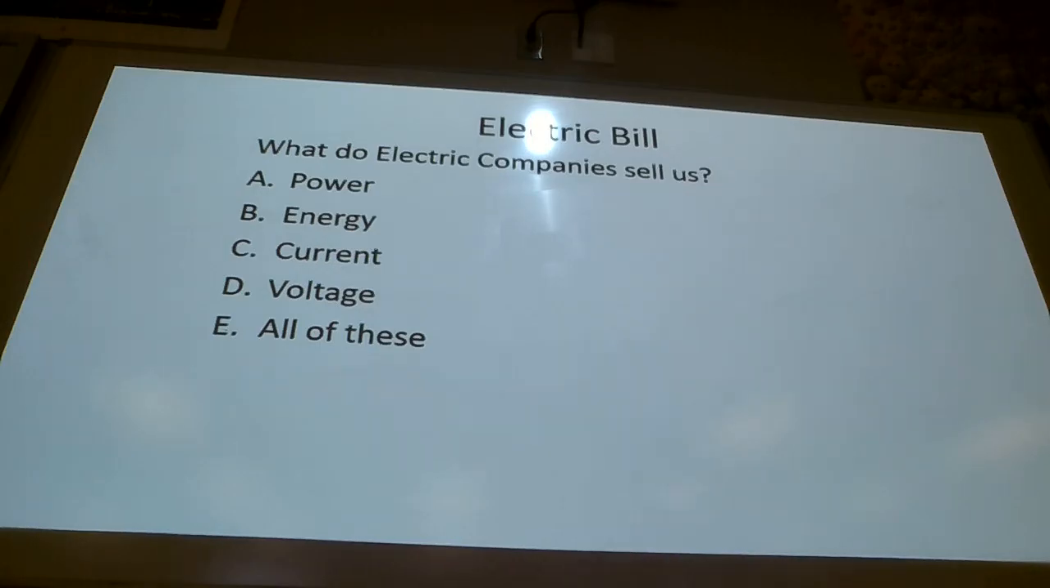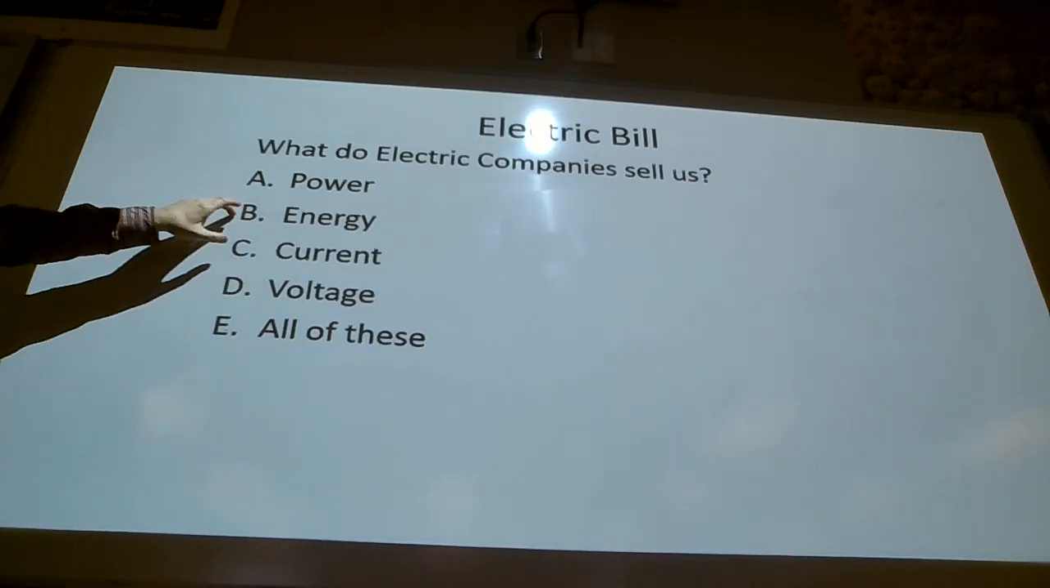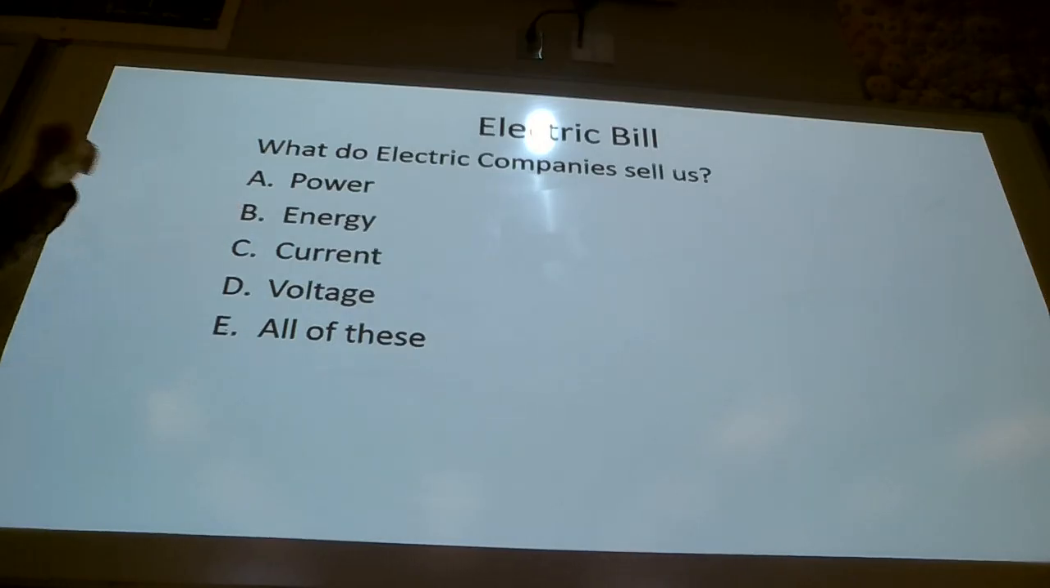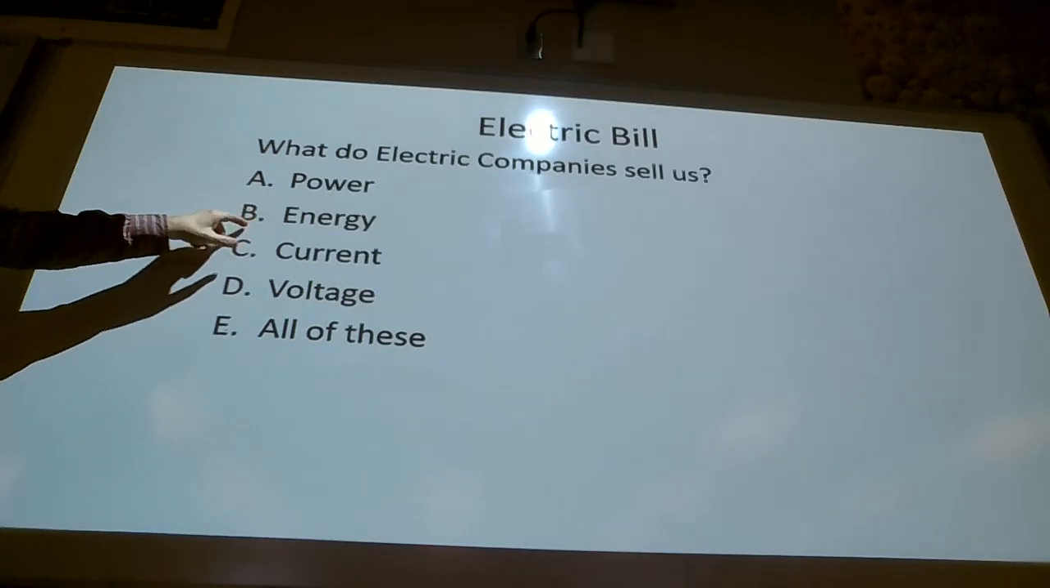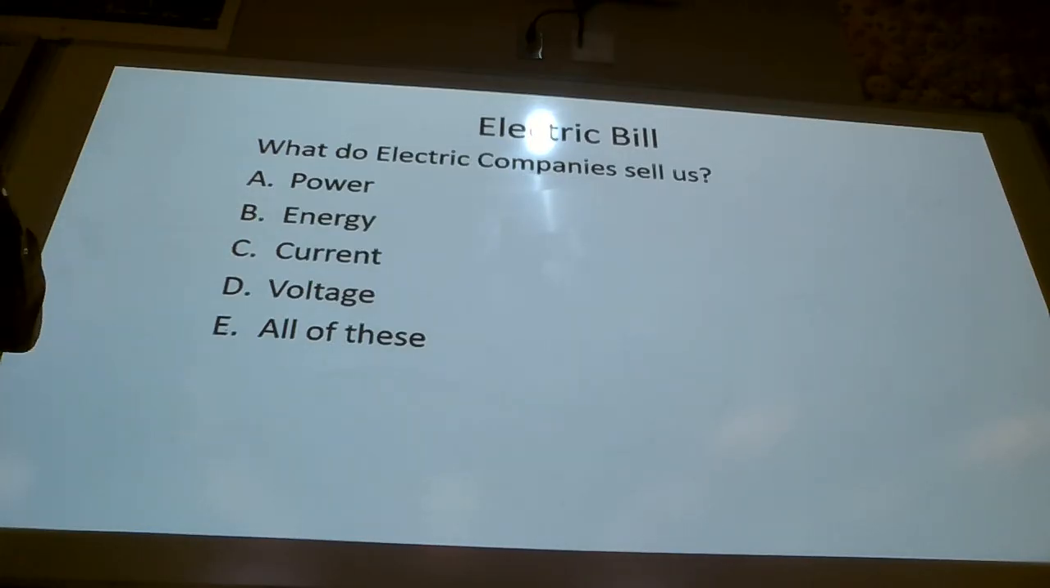Okay, correct answer is the one where we're a consumer of energy. They're providing energy. This is the rate at which that energy comes to us, like how quickly we're using that energy. But this is how much energy we're using. That's what we're charged. Good with that?